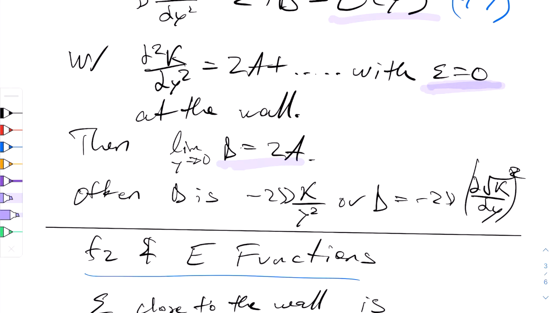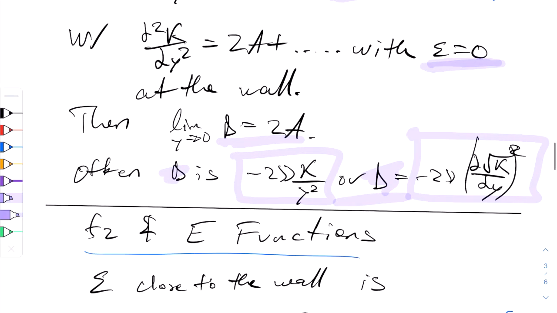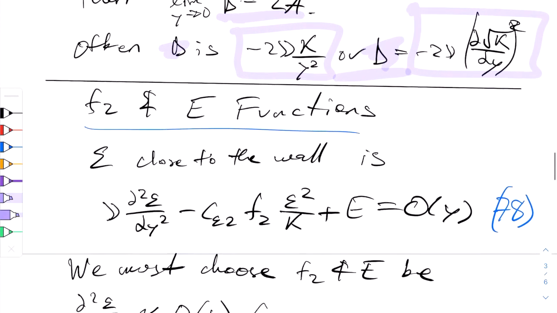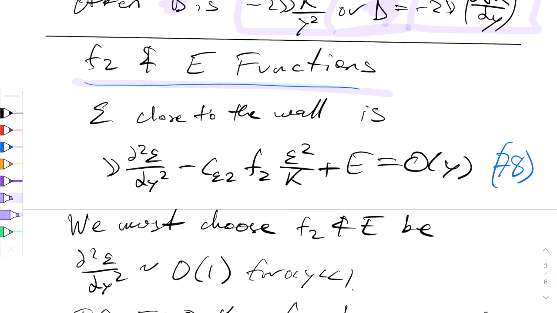D is most simply and often set after this analysis as either negative 2 mu k over y squared, or negative 2 mu, that's viscosity, times the square of the partial of k to the half over partial y. You'll have to know which particular model this form uses. These are the two most popular forms, and of course, ones introduced by Launder and Sharma. The other functions we haven't defined, of course, are f2 and E.